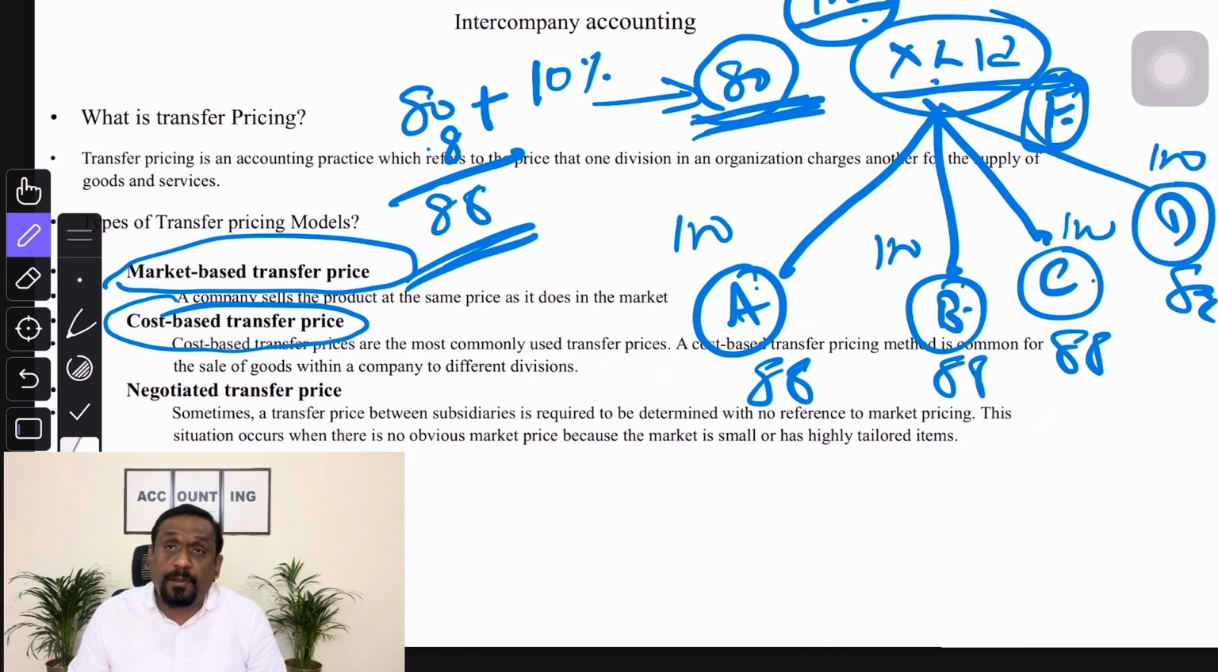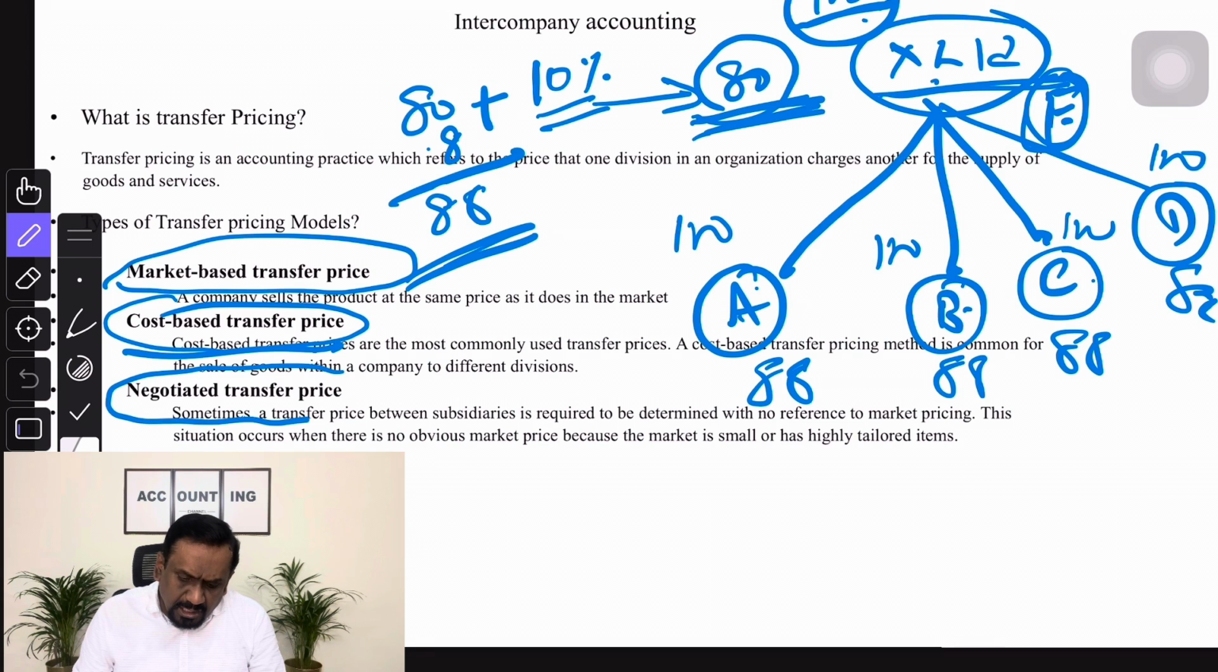This is the cost plus model, the cost-based model. The cost of producing the F product is 80 rupees plus a margin has been charged, a 10% margin. 10% is not fixed. I'm just giving an example. It can be 7%, it can be 15%, or it can be 20%. It all depends. That is called cost-based transfer price.